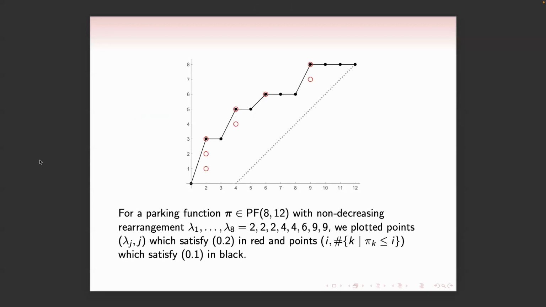And I have a small picture here. So look at the tree here, showing you the parking function. We have the invariance under permutation. So I just drew the parking function like this. You'll see that the red dots represent the non-decreasing rearrangement, and the black dots represent the pigeonhole principle.